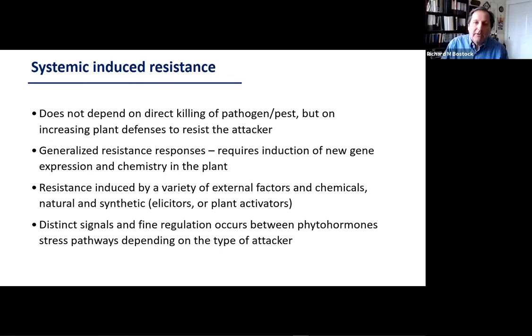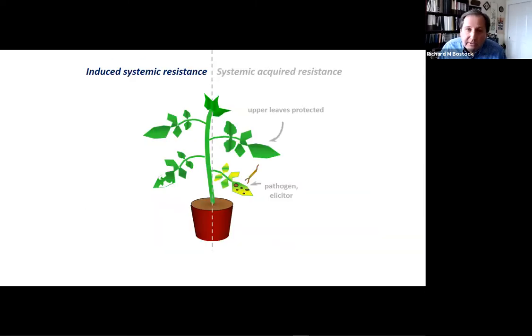The other thing I want to get across is that between these two types, there are distinct signals generated by these two different types of induced resistance. And so there's this fine regulation that has to go on in the plant between these phytohormone stress pathways, and it depends on the type of attacker. So let me show you what those are. So in induced systemic resistance, what happens, you get this attack at the lower leaf.